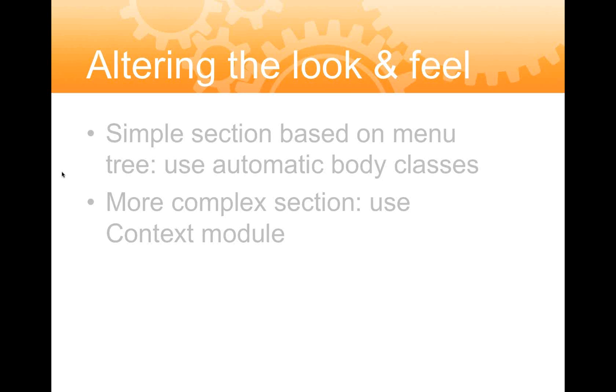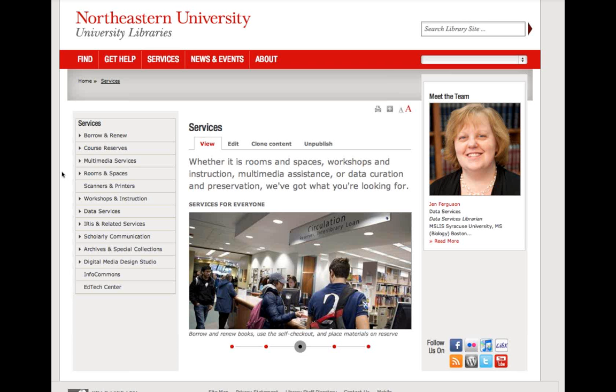So let's look at the Northeastern University Library site. This is a typical page on the site. It's got the layout that's used throughout most of the site with a white header that goes right directly to the red menu bar. For 2 areas of the site, it's styled a little bit differently: the archives and special collections area, as well as the digital media design studio.